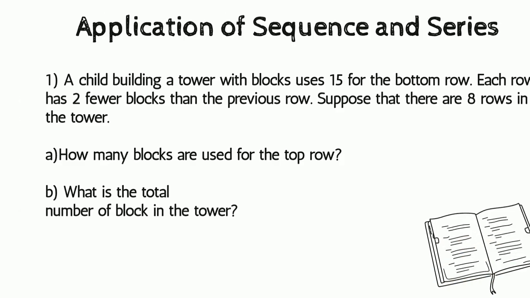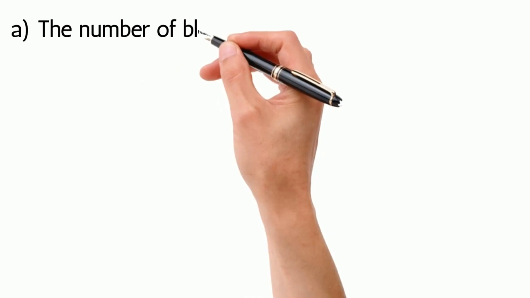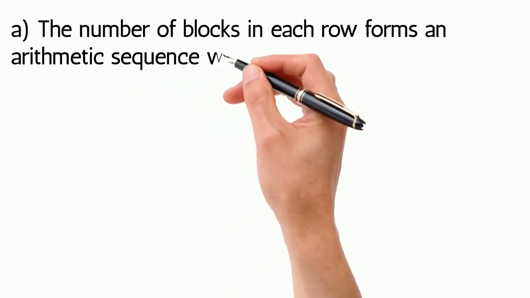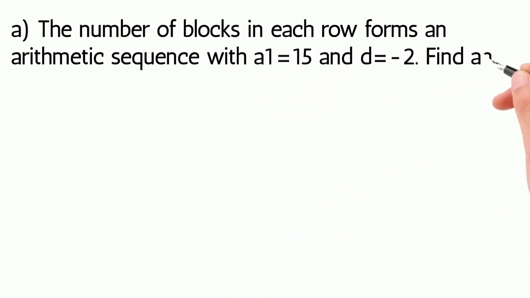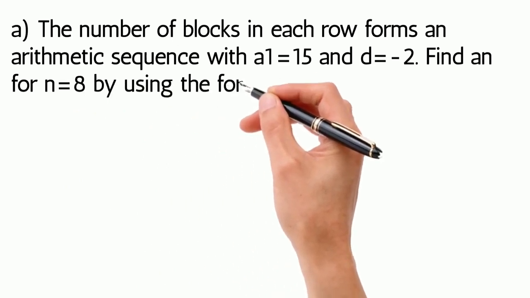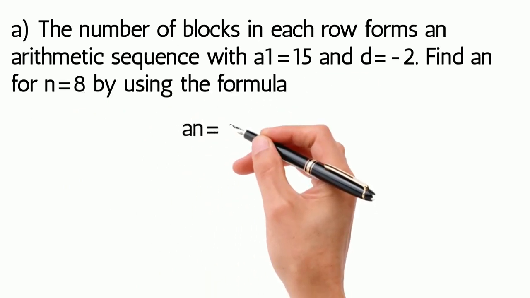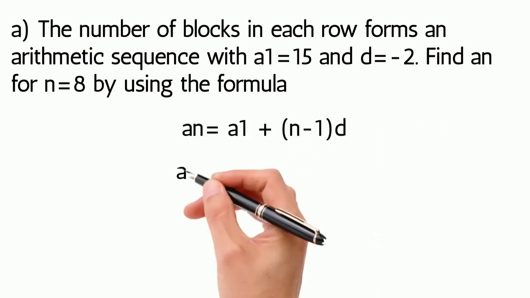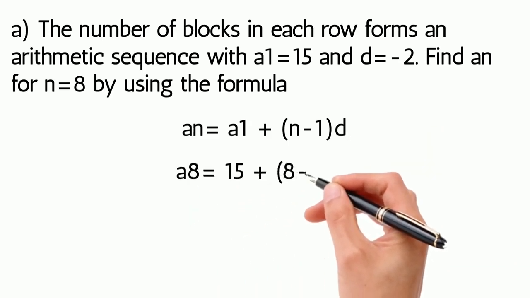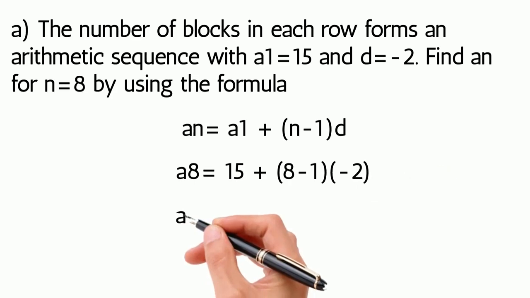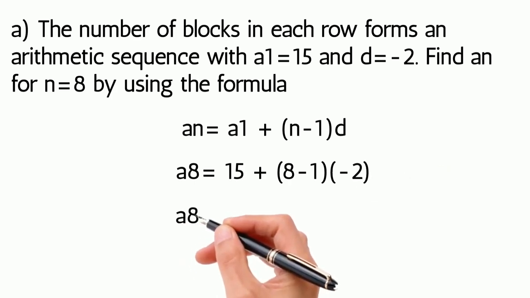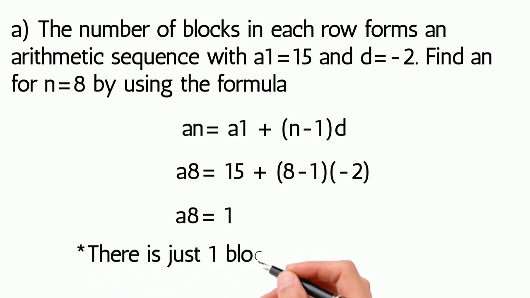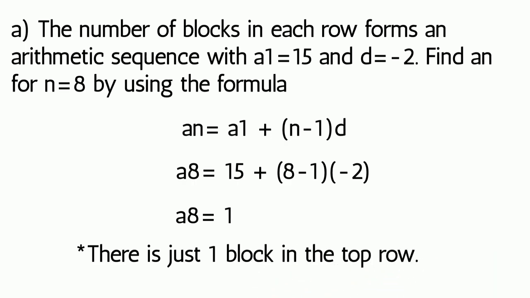So we will move to the calculation. For A, how many blocks are used for the top row? The number of blocks in each row forms an arithmetic sequence with a1 equal to 15 and d equal to negative 2. So we need to find a8 by using the formula an equals a1 plus (n minus 1) times d. So we substitute, a8 equals 15 plus (8 minus 1) times negative 2, and we will get a8 equal to 1. So there is just one block in the top row.